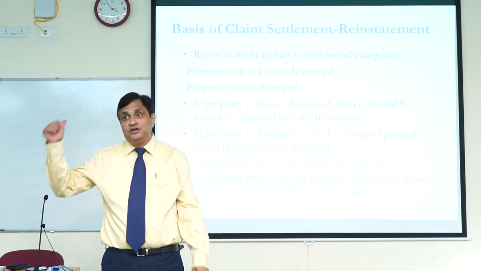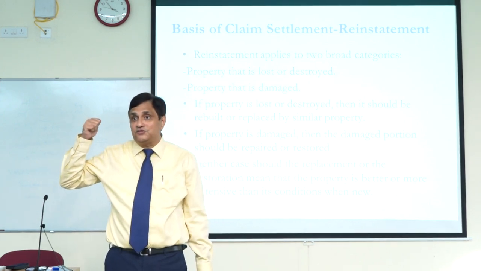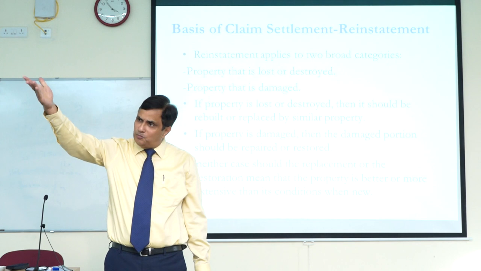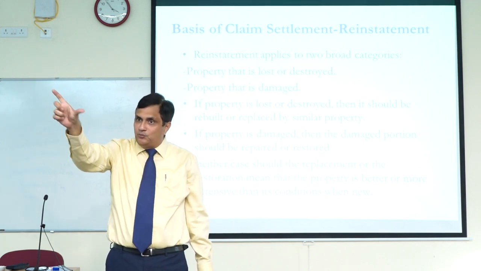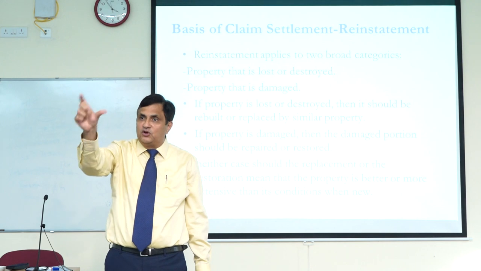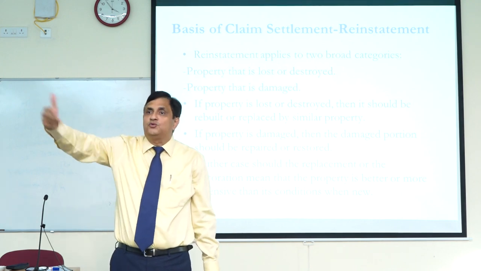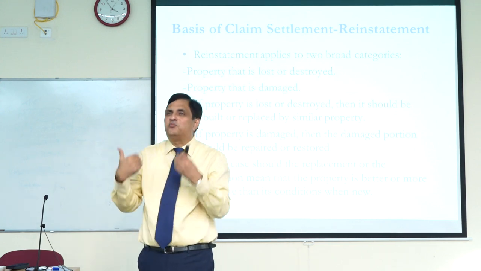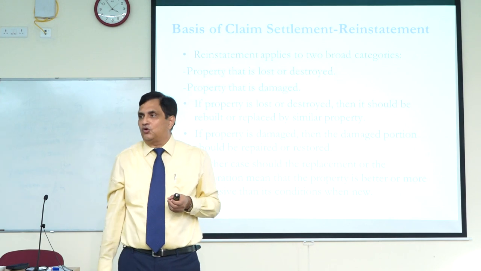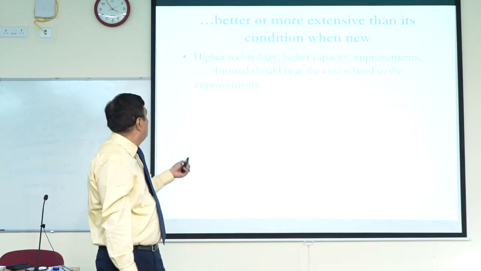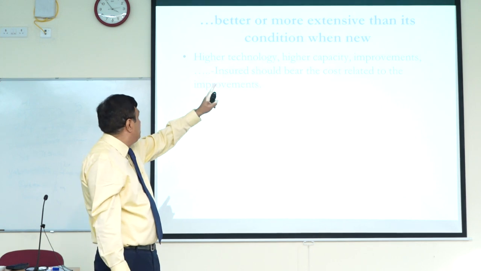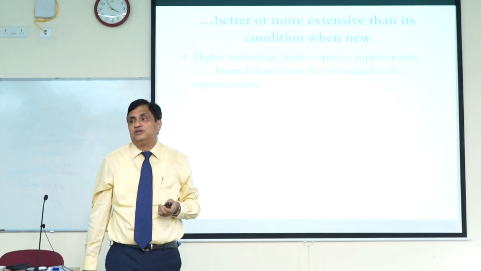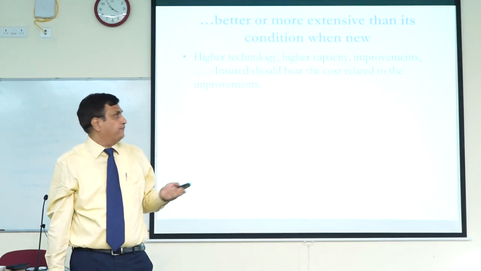As an insurance company, we are not going to give these better features. We are saying, what it costs today if you get an iPhone 5, or you buy an iPhone 11, whatever the improvement, suppose it's 50% better and more efficient than the iPhone 5, I'm going to pay only the lower amount. That's a negotiation that happens between the insurer's surveyor and the client on how much depreciation or betterment applies. So with higher technology, higher capacity, improvements, the insured should bear the cost related to improvements. The insurance company is not going to pay for improvements.